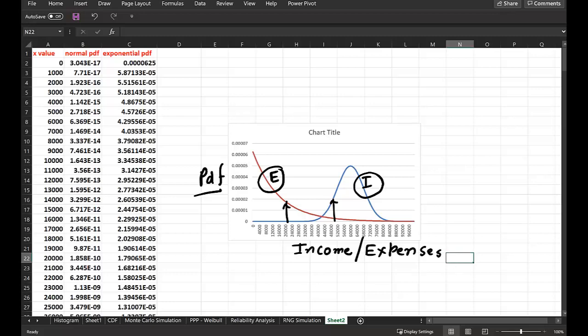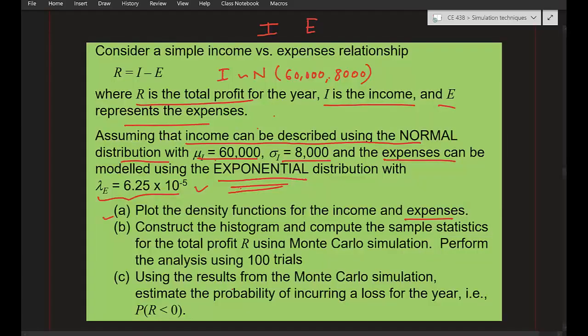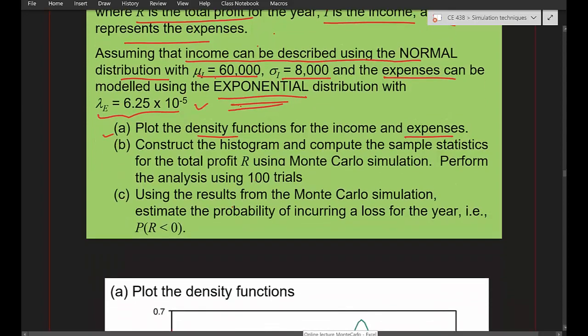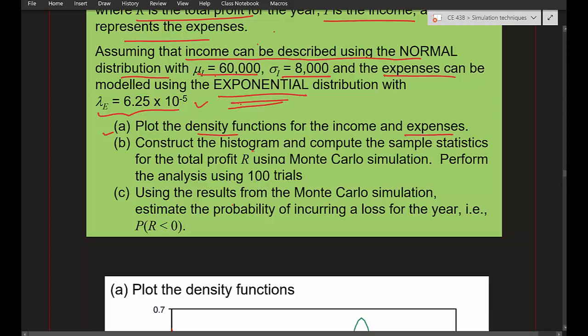So let us do the other part of this problem. This is the first part that says we have to plot the random variables for the income and expenses. The next part says construct the histogram and compute the sample statistics for total profit R using Monte-Carlo simulation. So now it is saying we have to use Monte-Carlo simulation and plot the histogram, and it says we have to use 100 trials. So this means I have to simulate 100 samples of income and 100 samples of expenses, and then we have to calculate profit, and then we have to plot the histogram.